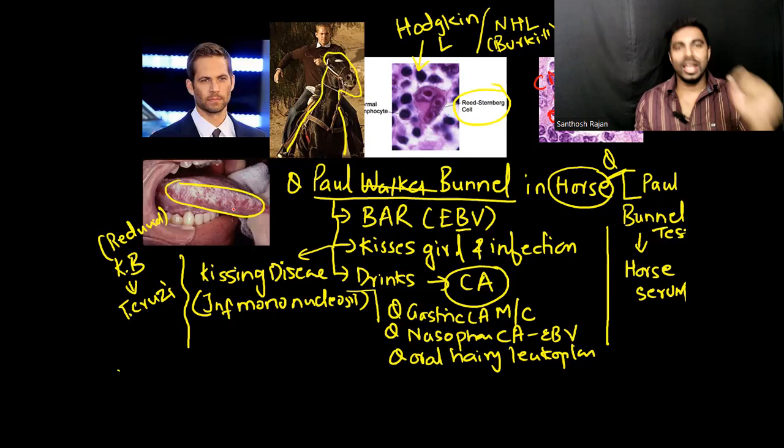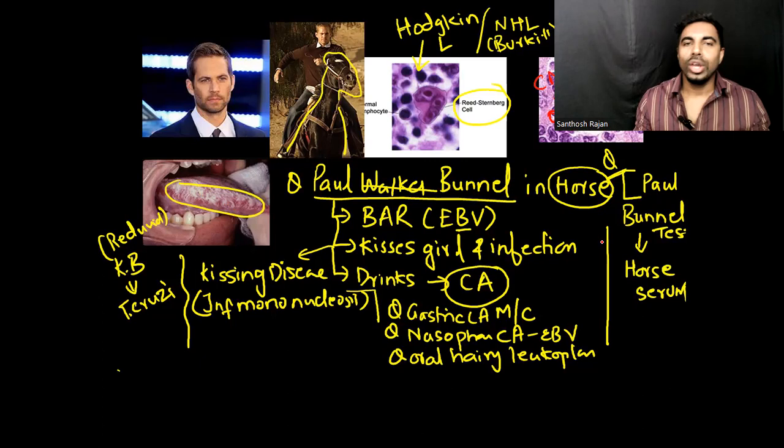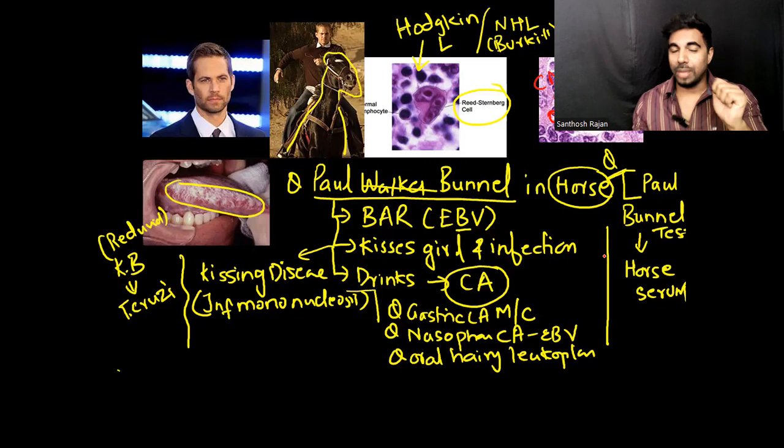Apart from that, in the Paul Bunnell test, we are using the horse serum. Paul Bunnell is a heterophile test, for example. Another heterophile test commonly asked is what? Weil-Felix. If you remember, Weil-Felix we are doing for Rickettsia, using Proteus antigen. Same way here for Epstein-Barr virus, we are using the horse serum. That's the link here. Okay, right?